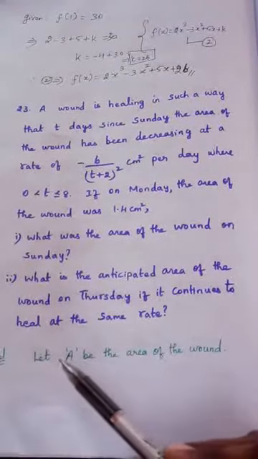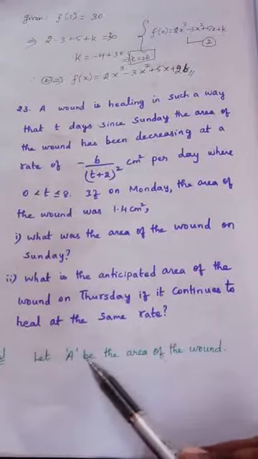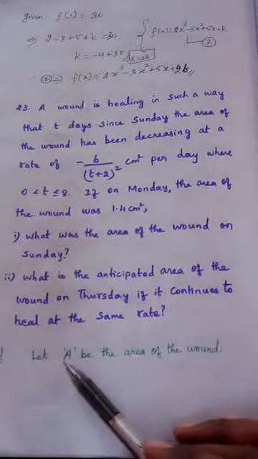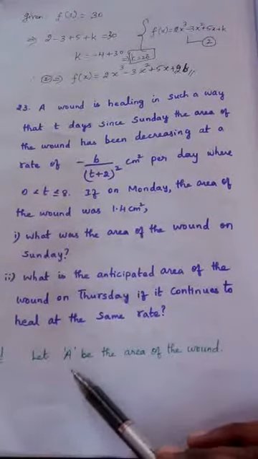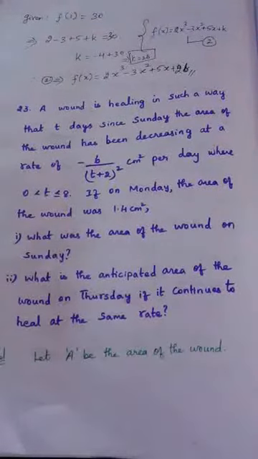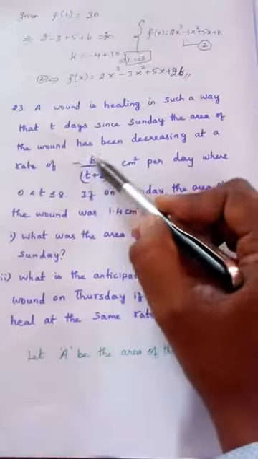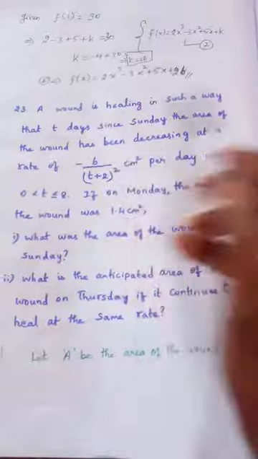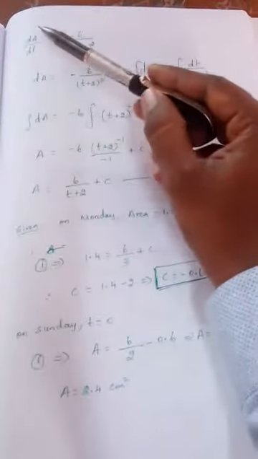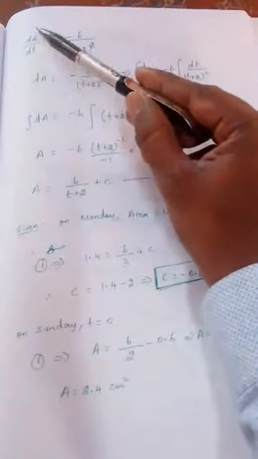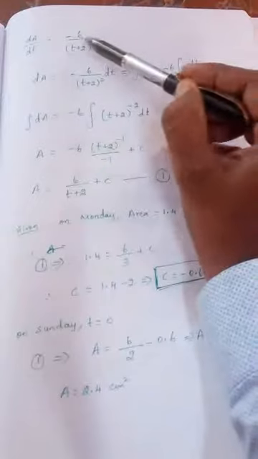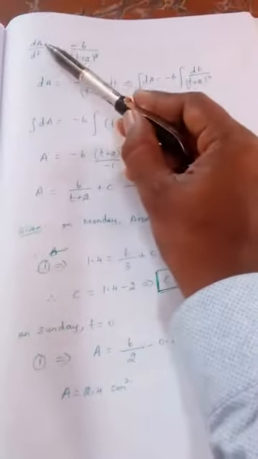We start like this: let capital A be the area of the wound. The rate of healing is given as dA by dt equal to minus 6 by (t plus 2) whole square. Many will be confused about what dA by dt is.